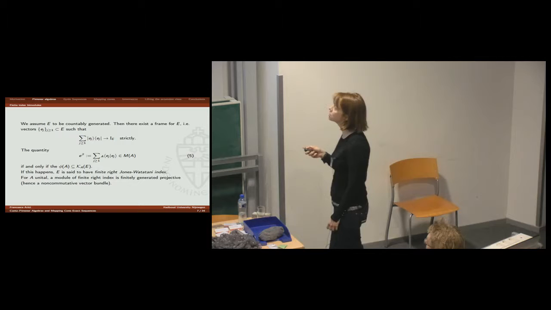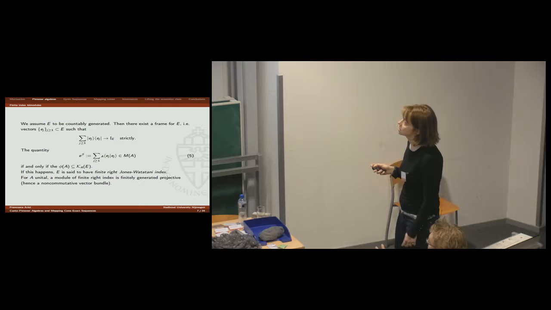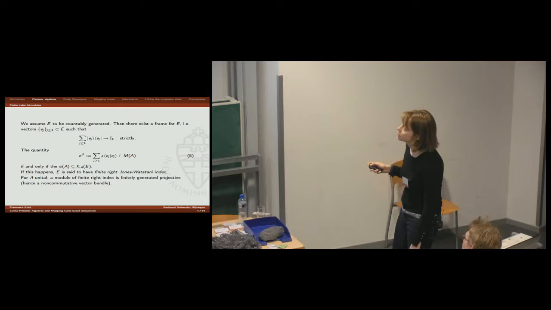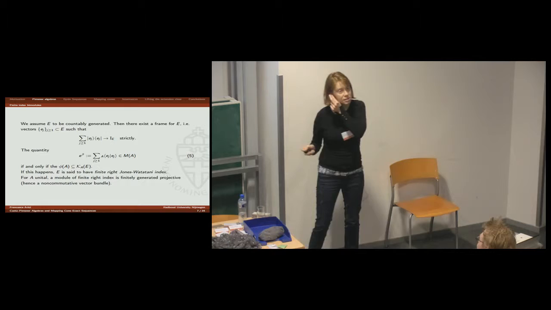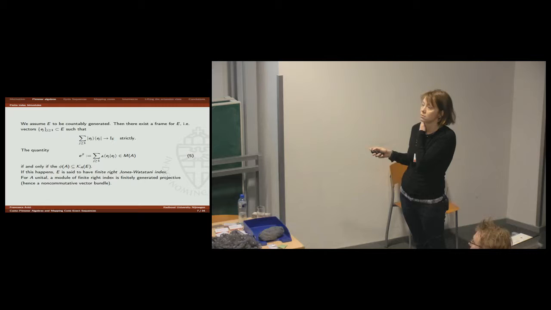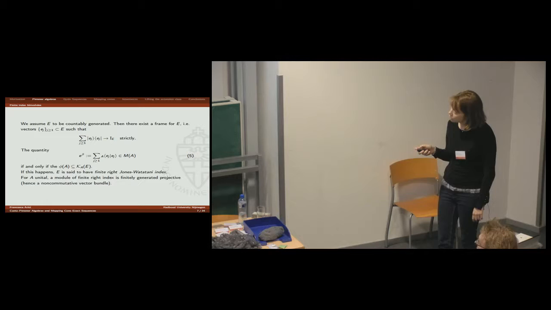So what's a frame? A frame is a collection of vectors in the module such that when we add up their rank one projections, these converge strictly to the identity on the module. Here I used the ket-bra notation and not the Theta notation that was used by Gianni, but this is exactly the same operator. It's the rank one operator that takes the vector and projects it along the component e_j. And this is the definition of a finite index bimodule.